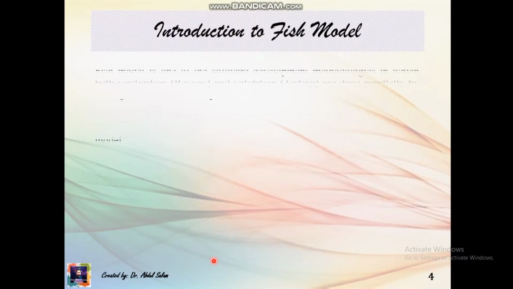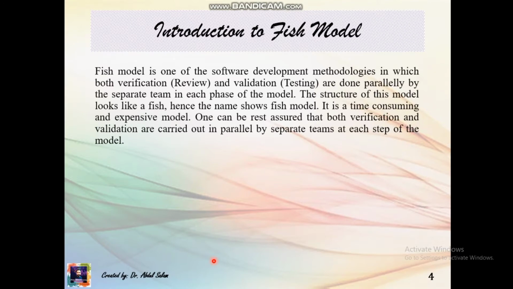Introduction to fish model. Fish model is one of the software development methodologies in which both verification, review, and validation, that is called testing, are done in parallel by a separate team in each phase of the model. The structure of this model looks like a fish, hence the name fish model. It is a time-consuming and expensive model. One can rest assured that both verification and validation are carried out in parallel by separate teams at each step of the model.